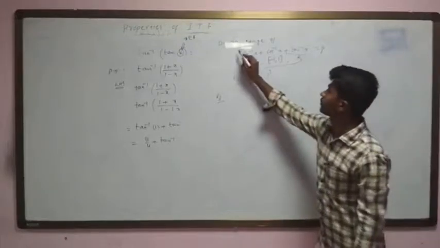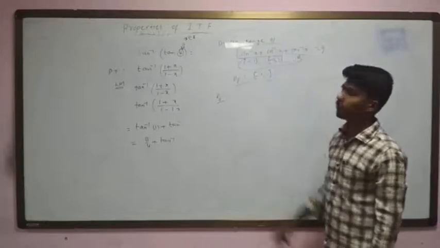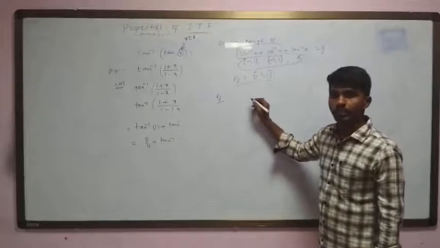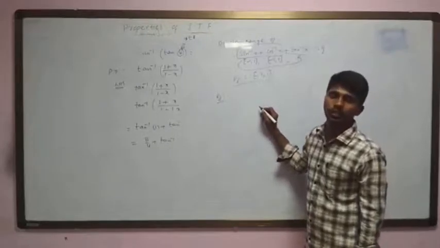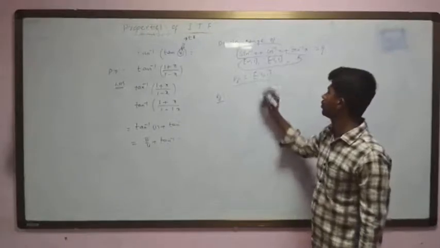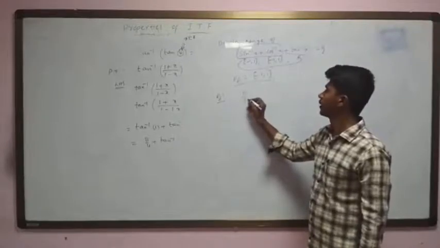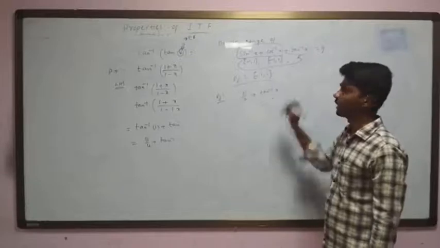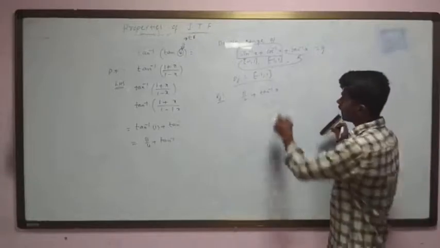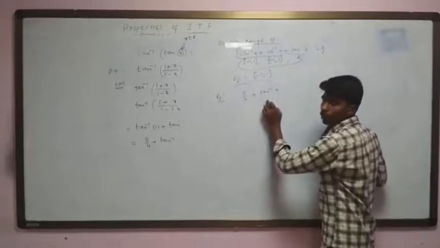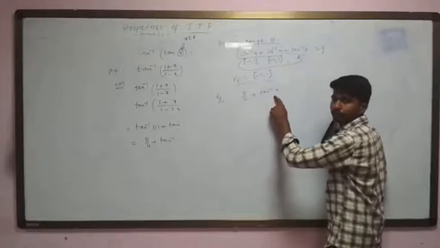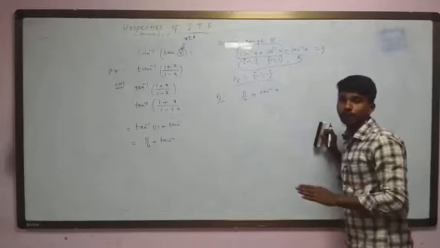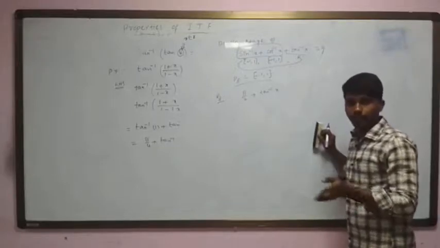How can I express it? See, I have a formula: sin inverse x plus cos inverse x is equal to pi by 2. So this can be replaced as pi by 2 plus tan inverse x. See, we have a function purely in terms of tan. So what is its range? Actually minus pi by 2 to pi by 2.